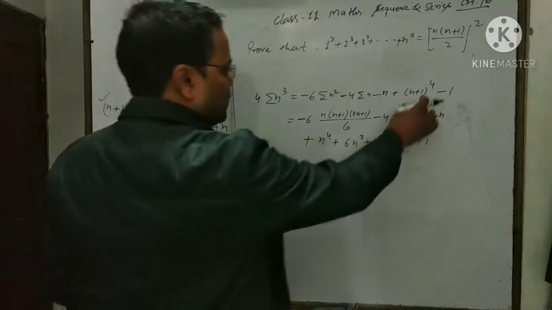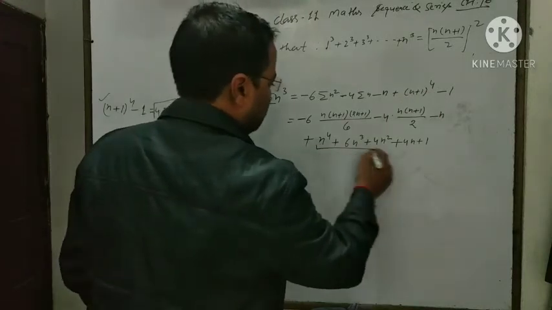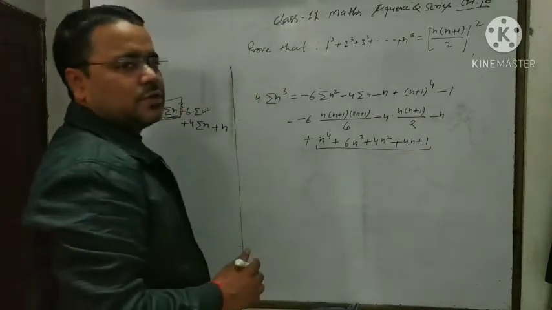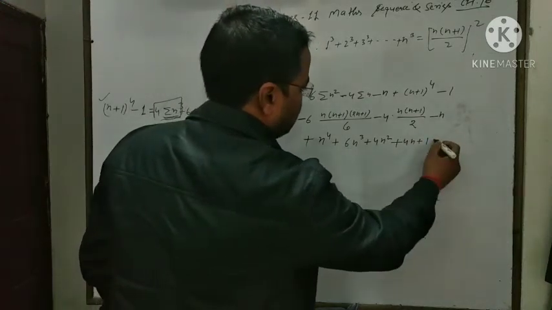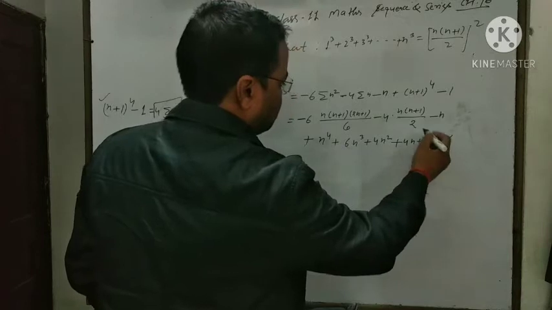And after that, this total is the expansion of (n plus 1) raised to the power 4. Okay. Now here I am going to write the last term, that is 1. Now this and this will be cancelled.